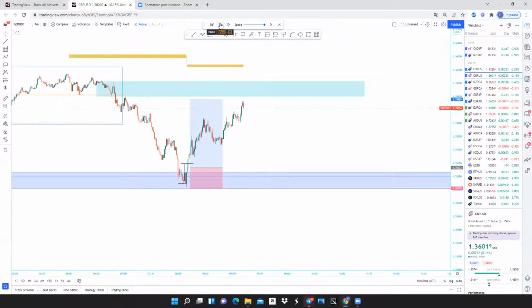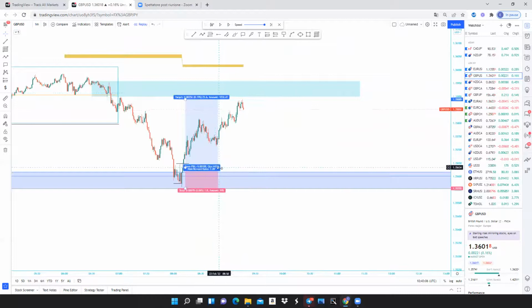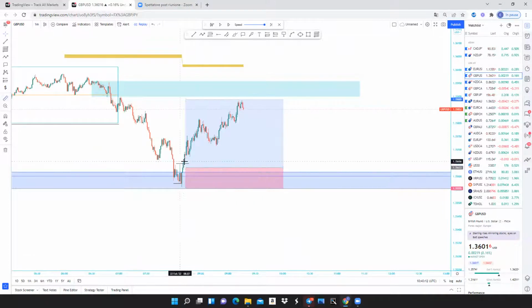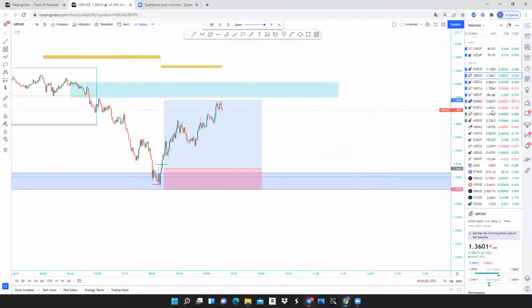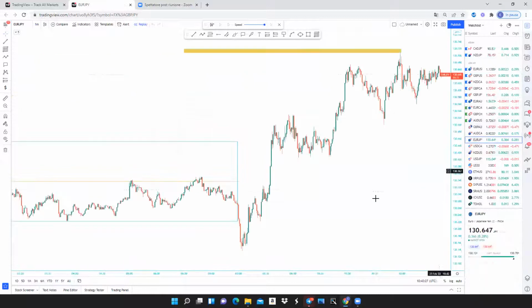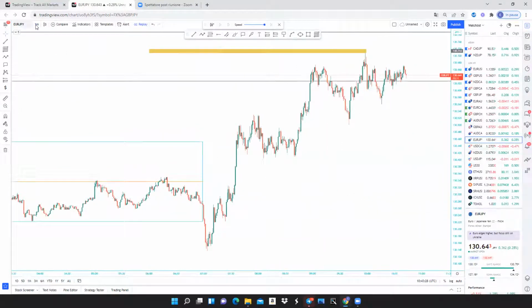Well, a few minutes. It was, let's see, from 8:20 to, yeah, an hour, but a quick trade, 1 to 3.3 reward ratio. So this was good. EURJPY was more textbook, more clear, more as we trade.